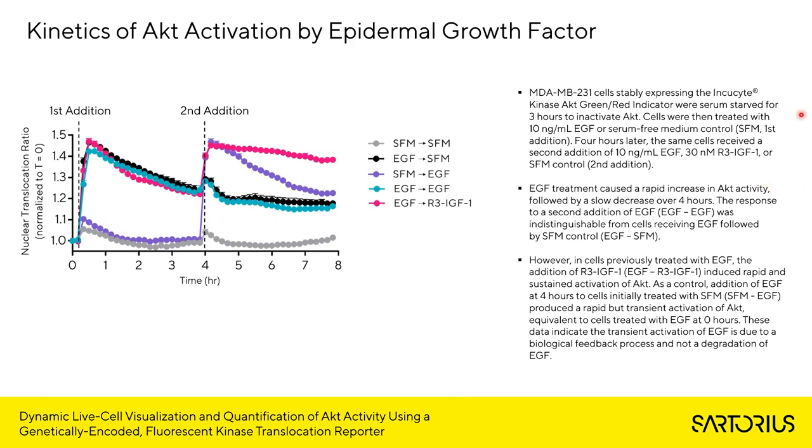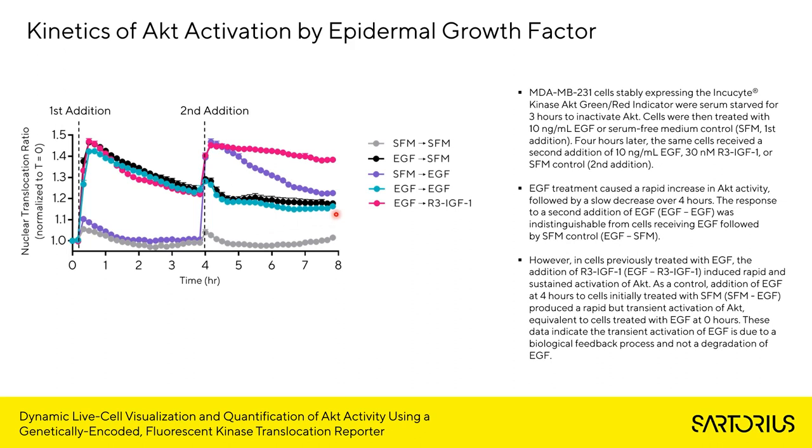MDA-MB231 cells stably expressing the IncuCyte kinase AKT green-red indicator were serum starved for 3 hours to inactivate AKT. Cells were then treated with EGF or serum-free media control for their first addition. You can see the wells treated with EGF, which would be the teal, pink, and black graphs, show a rapid activation and increase of the nuclear translocation ratio. The control wells treated first with serum-free media, which would be the gray and purple graphs below, show no increase in nuclear translocation ratio, as AKT is not being activated.